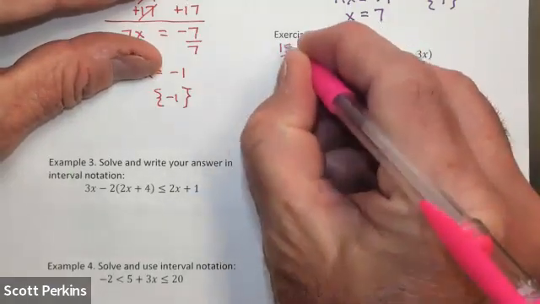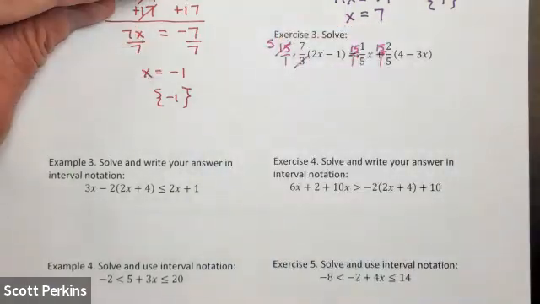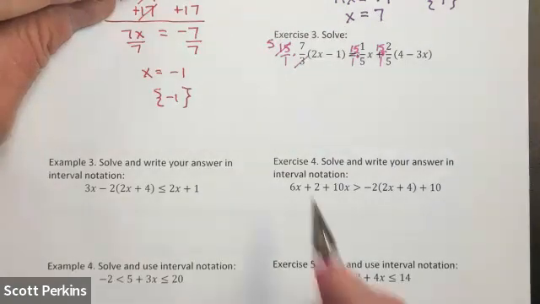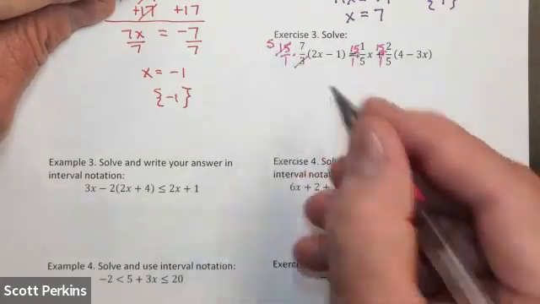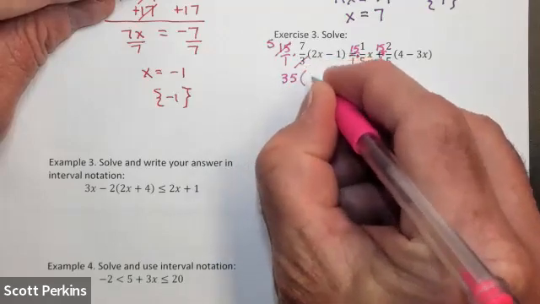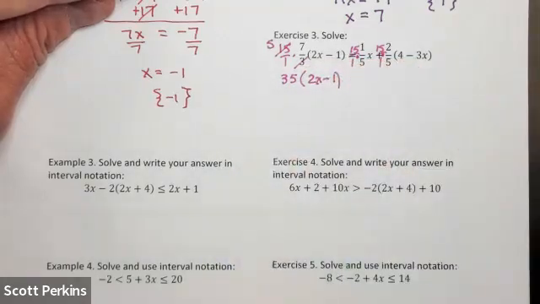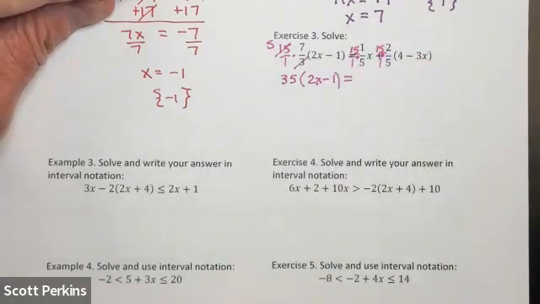So 3 goes into 15 5 times. No more denominator. So now outside the parentheses, 5 times 7 is 35. So I'll write that down, times 2x minus 1. I'm going to have to distribute that. Then I have an equal sign.